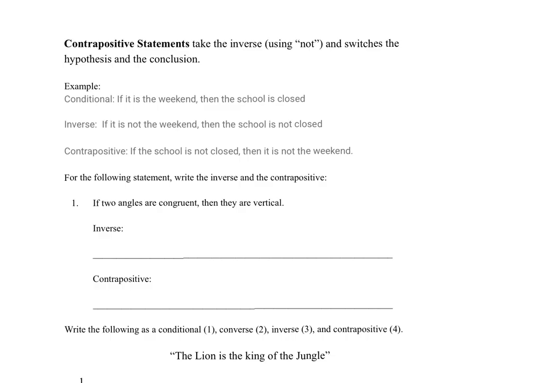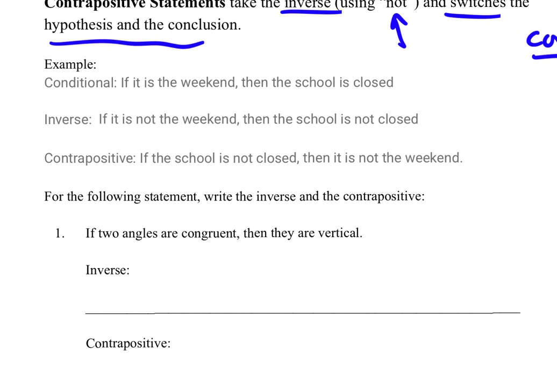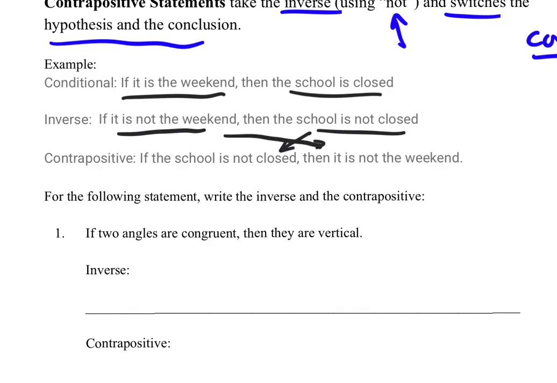The last part here would be considered a contrapositive. A contrapositive is basically taking a converse of the inverse. You're switching the hypothesis and conclusion. It's a little bit like converse, except you're going to use not. A quick example: if it is the weekend, then the school is closed. Inverse: if it is not the weekend, then the school is not closed. For contrapositive, these two switch places. If the school is not closed, then it is not the weekend.